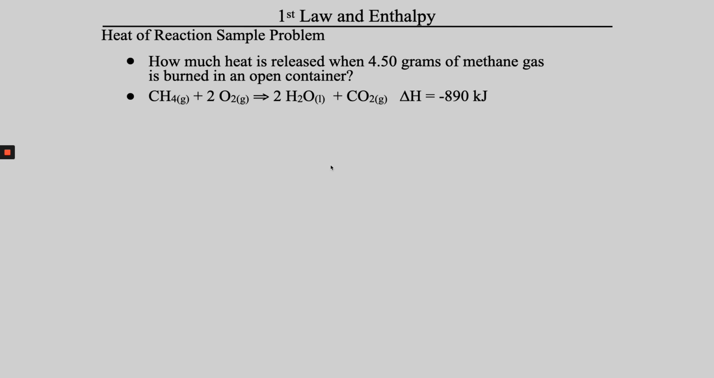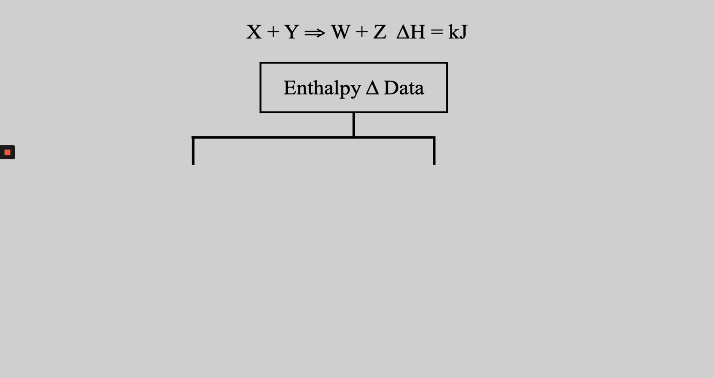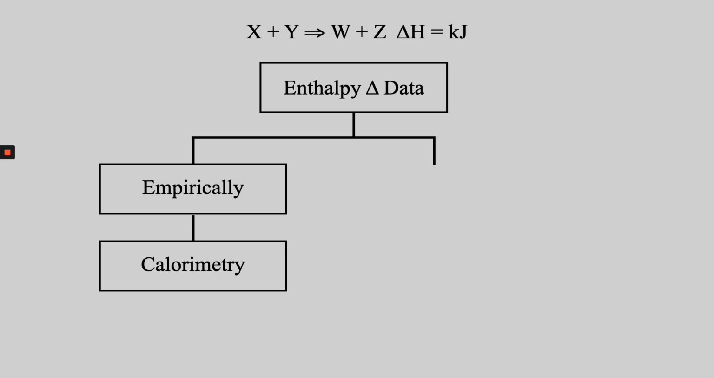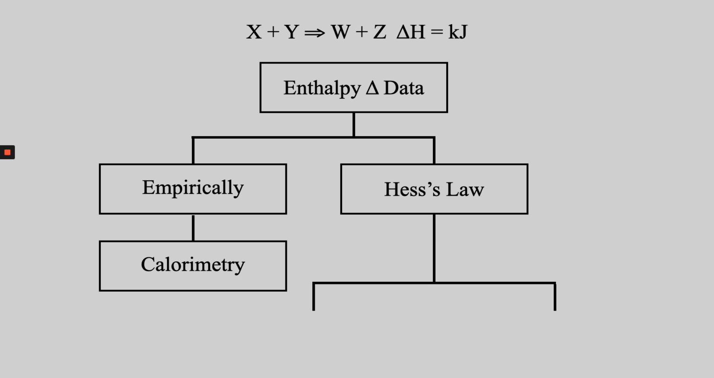Yes? Guys, today what we're going to do is we're going to ask the question, where do these numbers come from? Please don't write this down. So guys, if we've got a generic reaction, and if we know the delta H for the reaction, where does the value come from? And the answer is this. We get enthalpy change data from 2 places. One is empirically, and what does empirical mean? Measured in lab, and we call that calorimetry. Guess what we're doing today? Calorimetry. But guys, there's another way to do this, and this is through Hess's law.